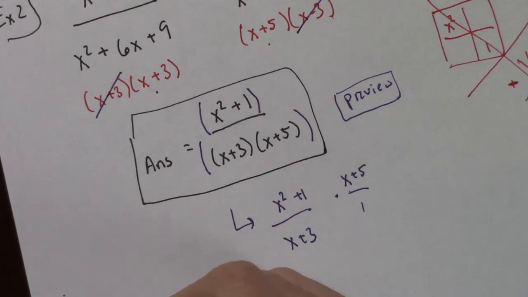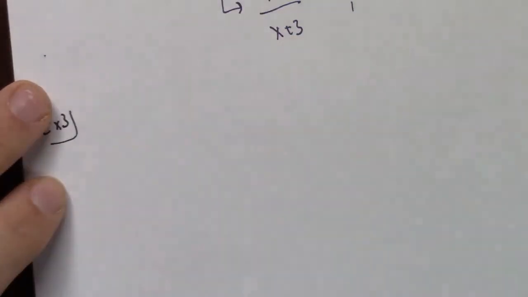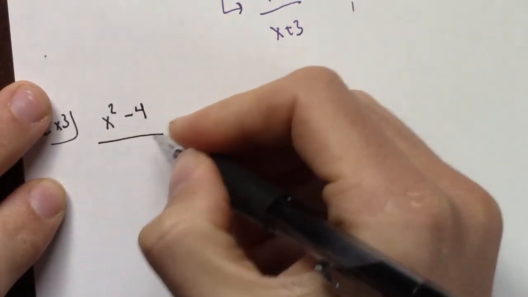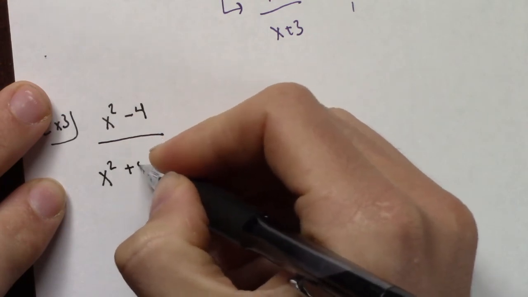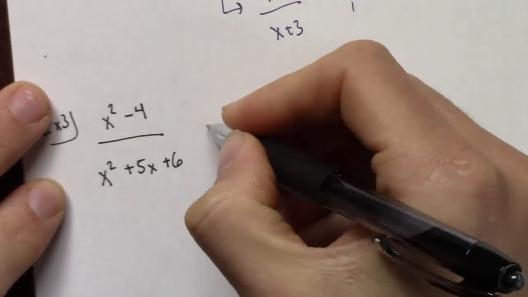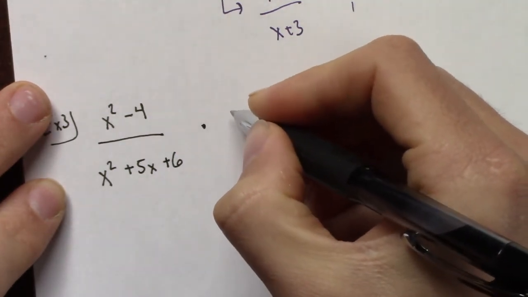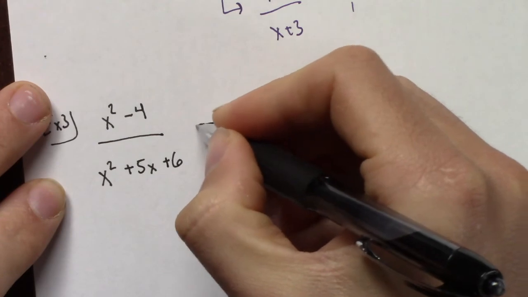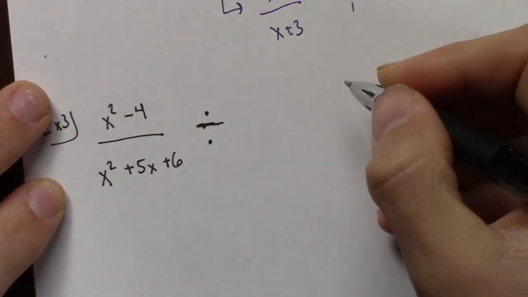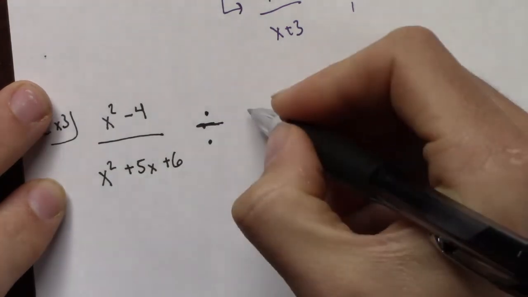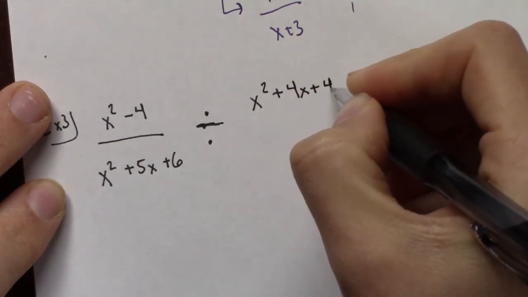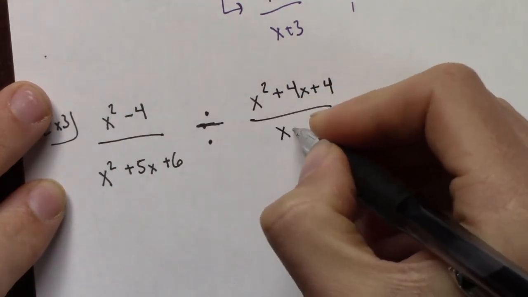Last one. Example 3. So, example 3 right here, we've got x squared minus 4 all over x squared plus 5x plus 6. That's not a minus 6, that's a plus 6. And we'll multiply that. Oh, I don't want to multiply. I can't even prepare my own notes properly. We want to divide. And if I divide, making sure this still works, yes, I've got x squared plus 4x plus 4 all over x plus 3.